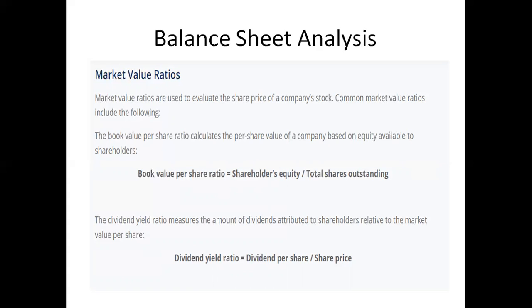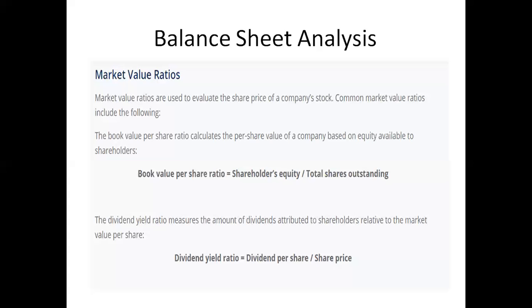Market value ratio gives us the book value per share ratio, which gives us the shareholders' equity by the total shares outstanding. The total shareholders' equity divided by the shares gives the book value per share, which calculates the per share value of a company based on equity available to shareholders. Shareholders' equity by the total shares includes the equity and the preference. The dividend yield ratio, the per share value of the company based on the equity available to the shareholders.